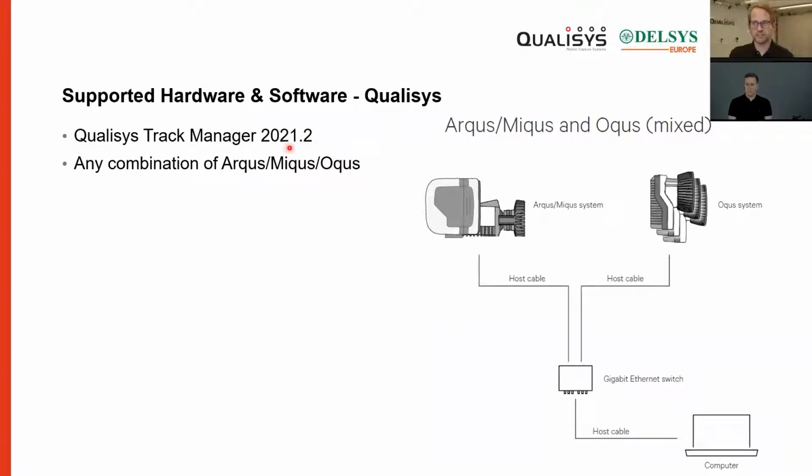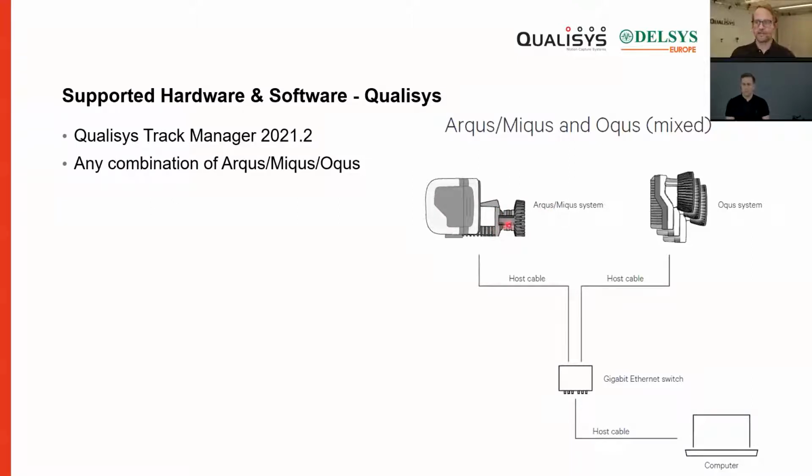Having said that, this version is a standard version. It's not anything special, and it is compatible with any combination of Arqus, Miqus, and Oqus cameras. I'm aware that many of you probably run Oqus systems, because that has been our main camera platform for many years until we replaced it with the new Arqus platform. For that reason, I would like to highlight that you can connect Oqus cameras all in one chain. You can connect Arqus and Miqus cameras together in a long chain and mix them in any way you like because they use the same type of connectors.